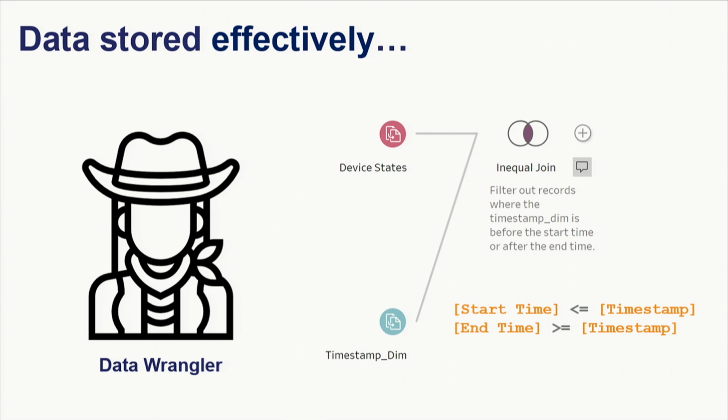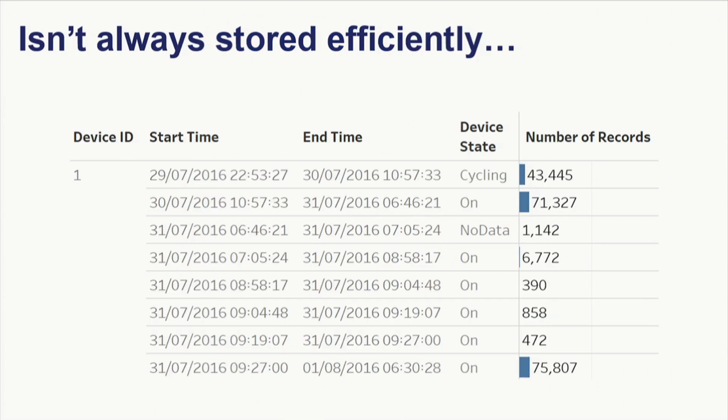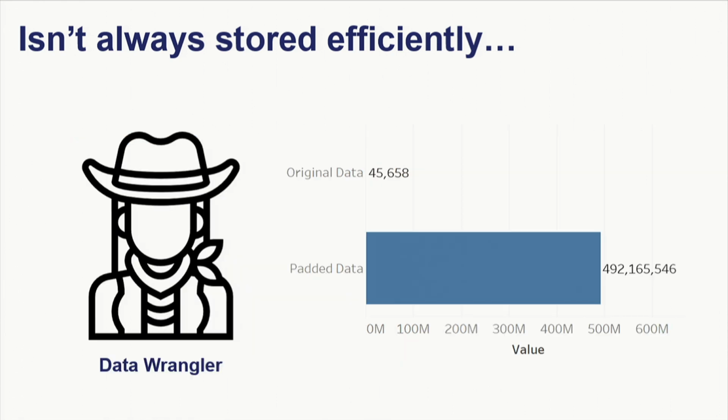so that she can then filter out the redundant records. So she's gone ahead and done that, but that leads to this scenario, where each device, so each row in our original data set, now has a row for every single second that a device was in that state for. Taking that first example, we have 43,445 rows because it was in that state for that many seconds. And when you look at the rest of the data set, our original data only started out at less than 50,000 rows, but this padded data set is over 500 million.